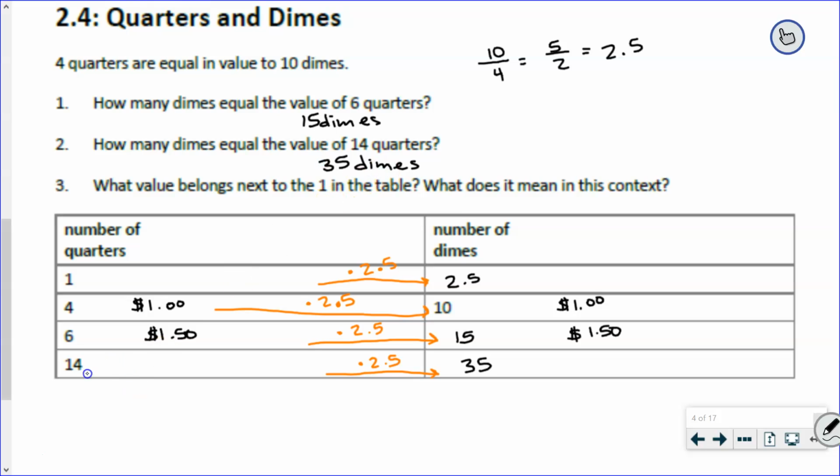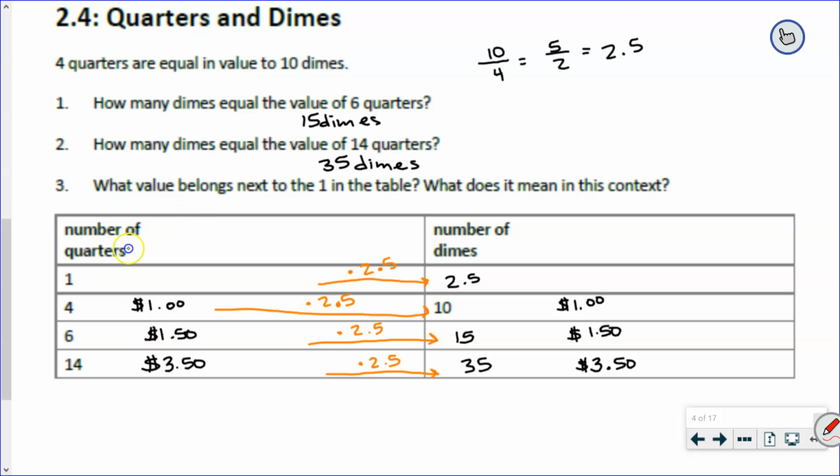And this one's hard for me to do in my head too. 14 quarters, what is the value of that? Do you know that quick? What is it, Kaden S? It is $3.50. Good. And 35 dimes is equal to $3.50 again, right? Okay.